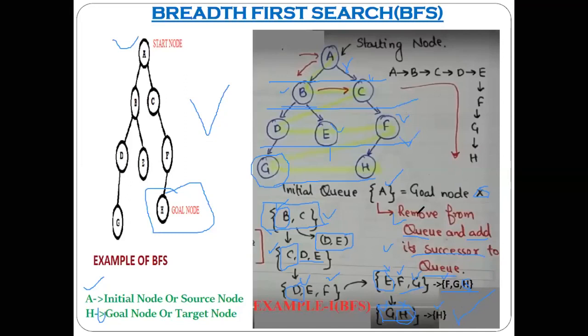Yes, sir. If instead of H, the F was the goal node, it would have been found earlier, but we have chosen, for example, H. And in this way, your breadth first search works.